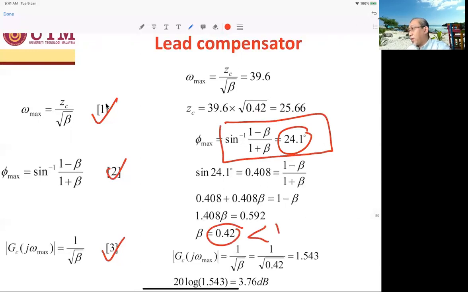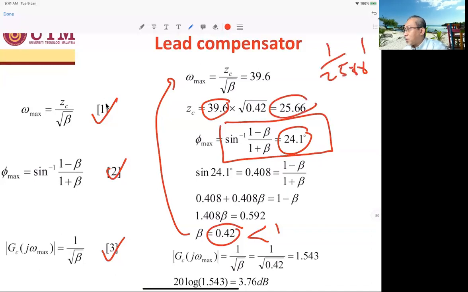Then after you get beta, you calculate omega max, which is ZC. Omega max is the frequency which occurred at 39.6 radian per second, multiplied by root beta. So you get ZC, which is 1 over 25.66 plus 1. After that, you calculate the magnitude. The magnitude is 1 over square root beta, which is 1.543, so it occurred at 3.76 decibel.